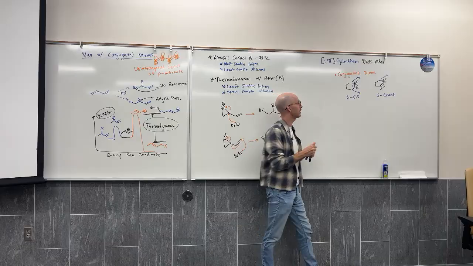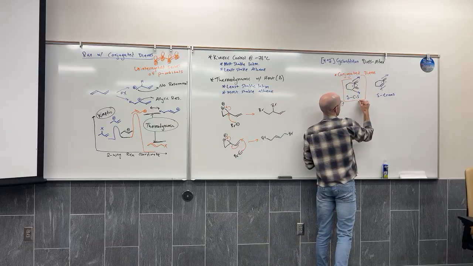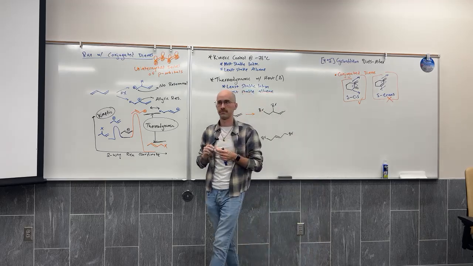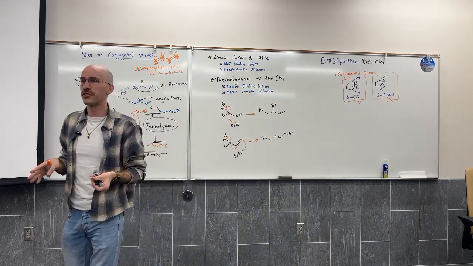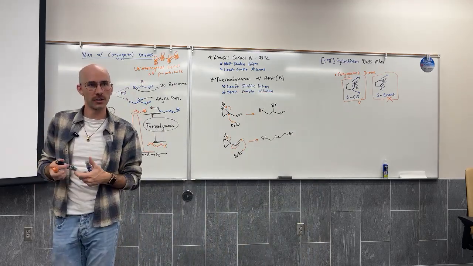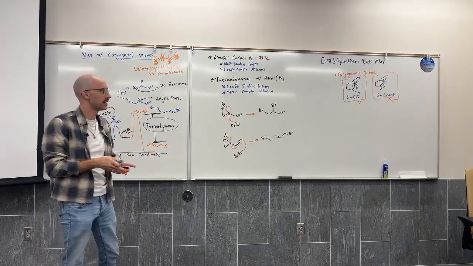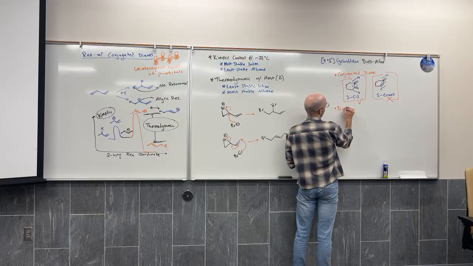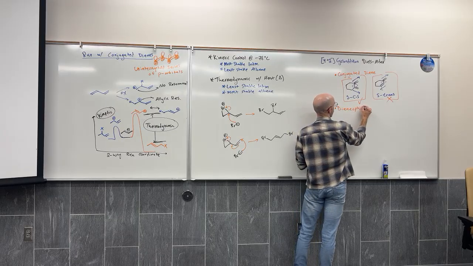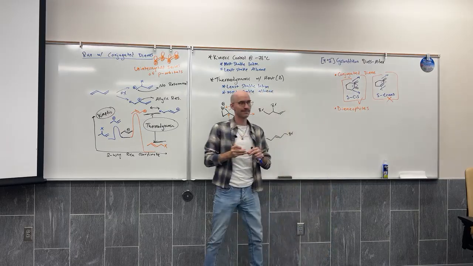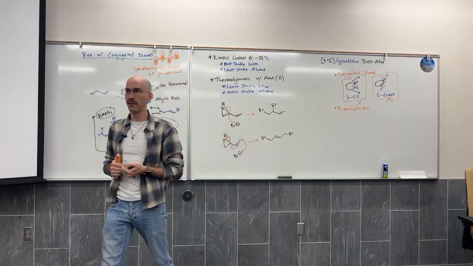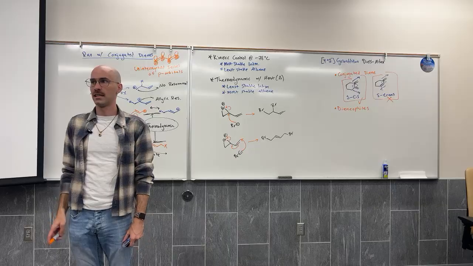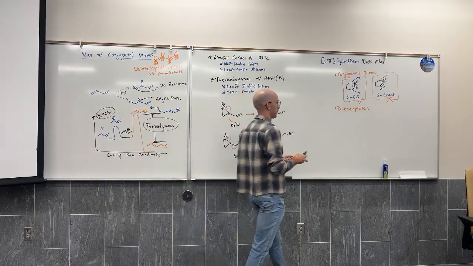S-cis is reactive to Diels-Alder, and S-trans is not. So you'll never see us use an S-trans conjugated diene. We'll always use these S-cis conjugated dienes. And then we have dienophiles. And of course, a dienophile is something that likes a diene. We have two types of dienophiles.